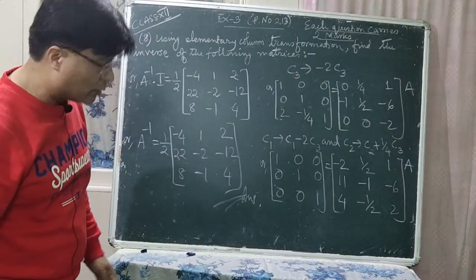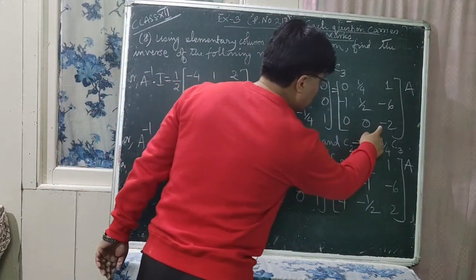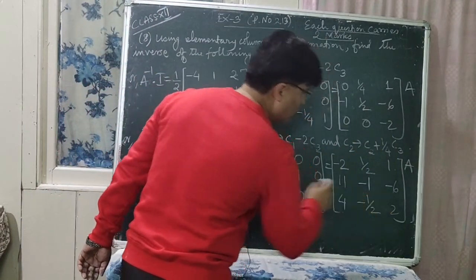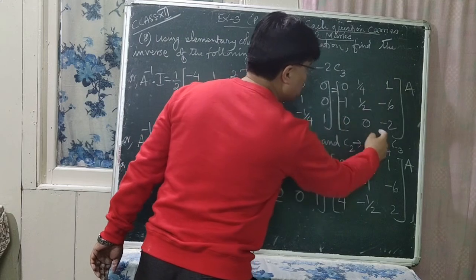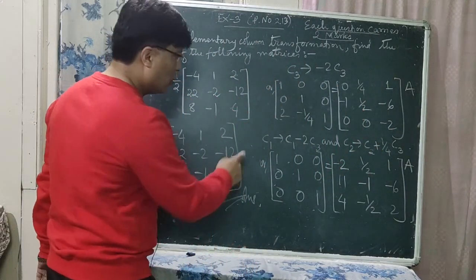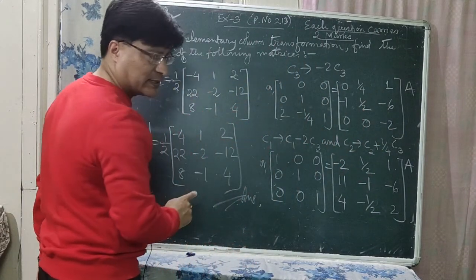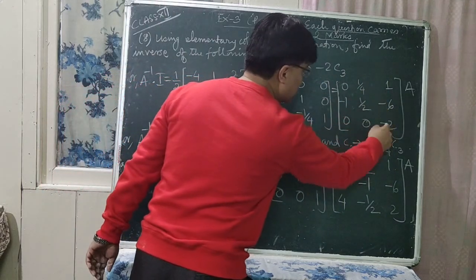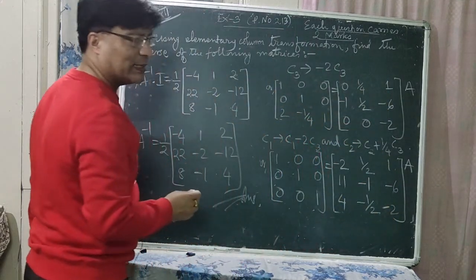Sorry, I have made a mistake here. It is minus 2 here, but I have written only 2. This column 3 remains same, isn't it? Only column 1 and column 2 will be changed. So it should be 1, minus 6, minus 2. It should be minus 2, right?